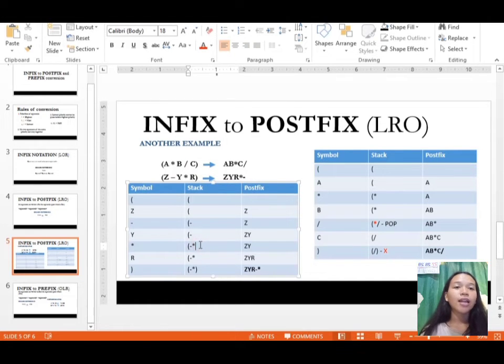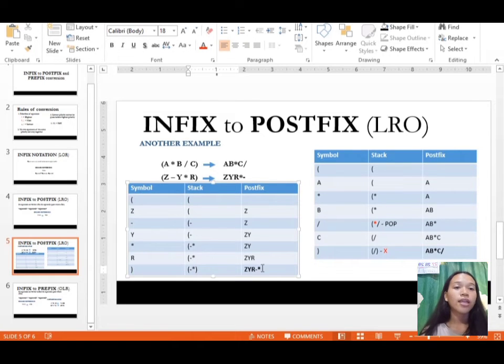So, our elements nga nasa stack are open parenthesis, minus, and times. While our postfix remains as is. And the next symbol would be R. So, R is an operand. That's why gibutang na to siya sa postfix. Then the elements of postfix is ZYR. The next symbol is the close parenthesis. Gibutang na to siya sa stack, operator.